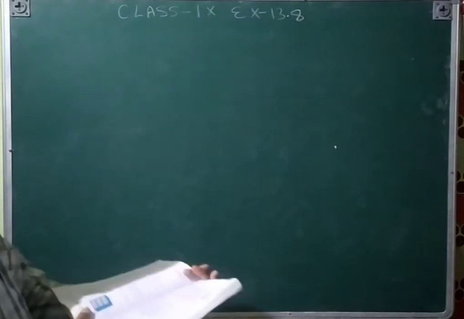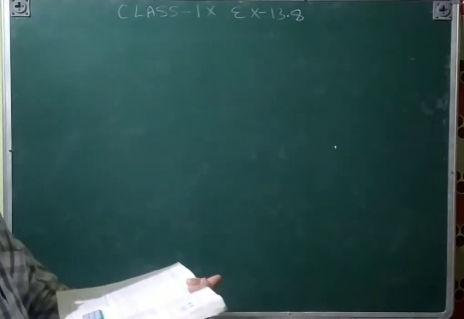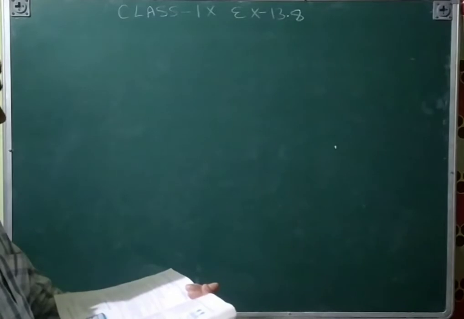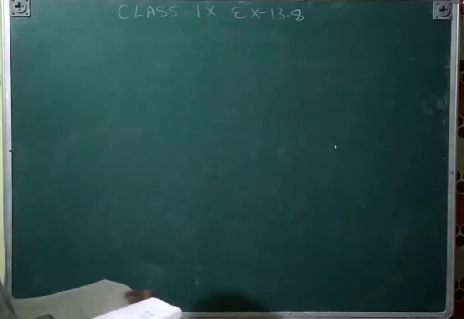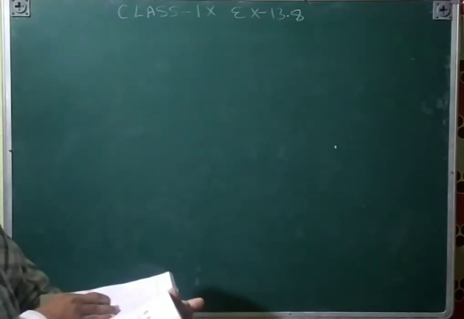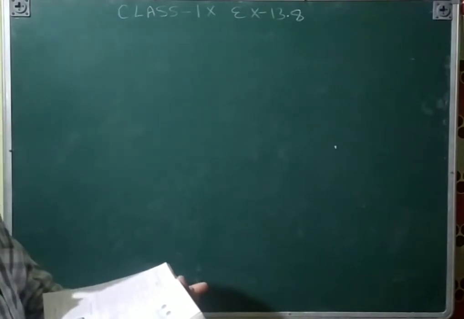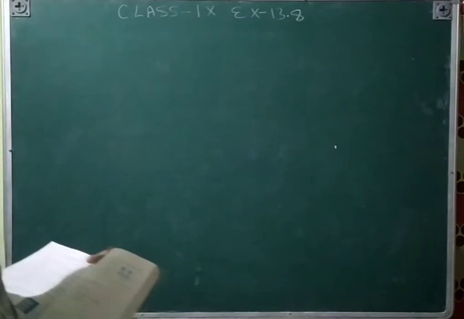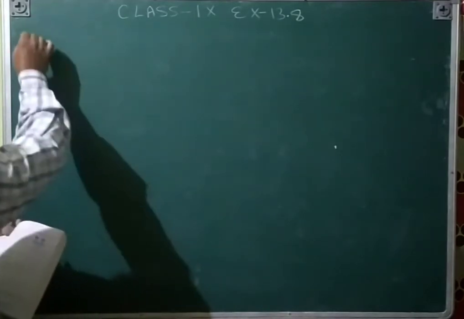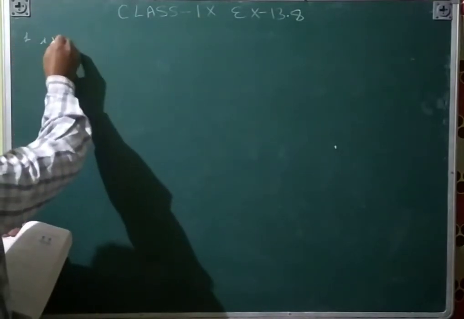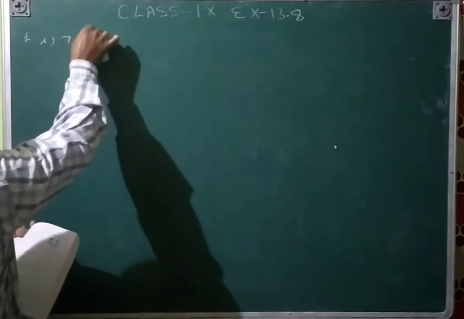Exercise 13.8. Here we will find the volume of a sphere and the volume of a hemisphere. The first question is to find the volume of the sphere whose radius is given. So I am doing the first part here. The radius is 7 centimeter.